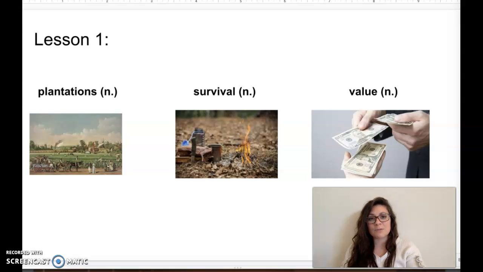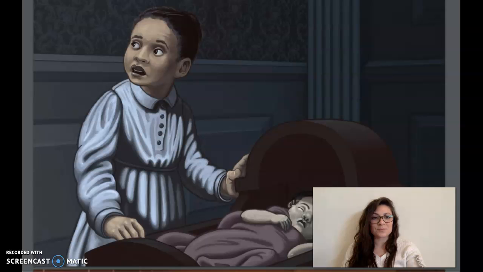Our first vocabulary word for today's story is the word plantations. Repeat after me. Plantations. Plantations are large farms where crops are grown. Our next vocabulary word is the word survival. Say survival. Survival is the ability to continue to live or exist, especially when it's difficult to do so. Our last vocabulary word is the word value. Say value. Value means the way in which something is used or how something's important.